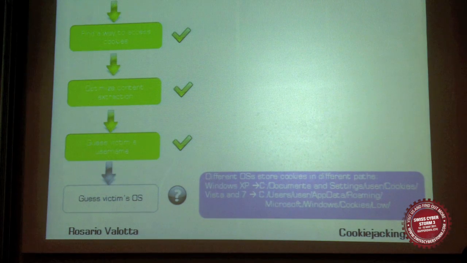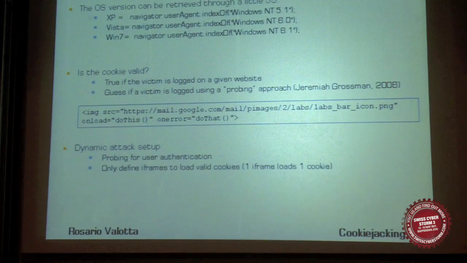There is another point: we need to guess the victim OS. The victim OS is quite simple. It is contained in a JavaScript object called navigator.userAgent. It's basically a part of the user agent that the browser sends in every HTTP request. So you can parse the user agent and look for Windows NT 5.1, then the victim is running an XP machine. If it's NT 6.0, then it's a Vista machine, otherwise it's a Windows 7 machine. Okay, so we got all the points.